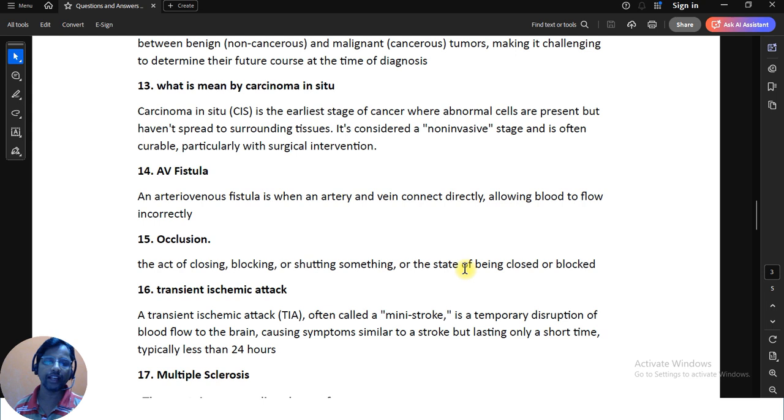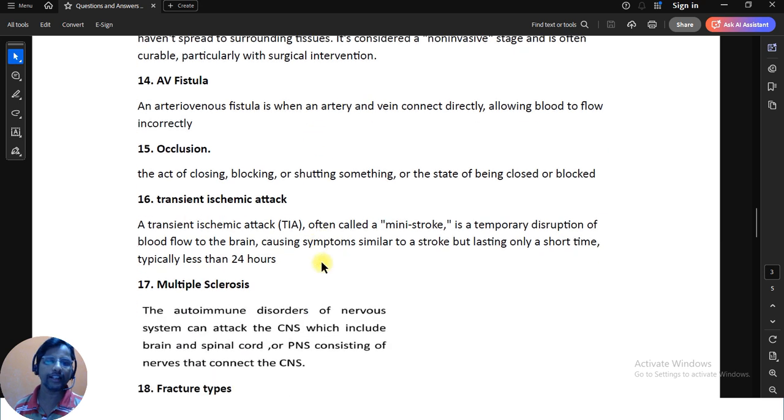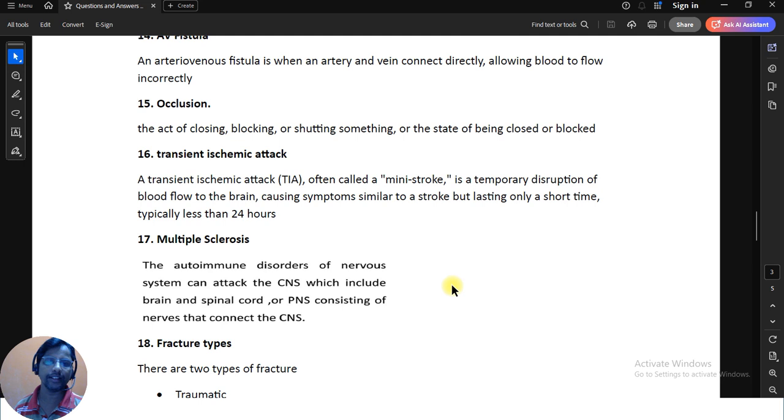What is AV fistula? So another name for AV fistula is arteriovenous fistula, which is when an artery and vein connect directly, allowing blood to flow incorrectly. Okay. Next, occlusion. The act of closing, blocking or shutting something, or the state of being closed or blocked, is called occlusion.